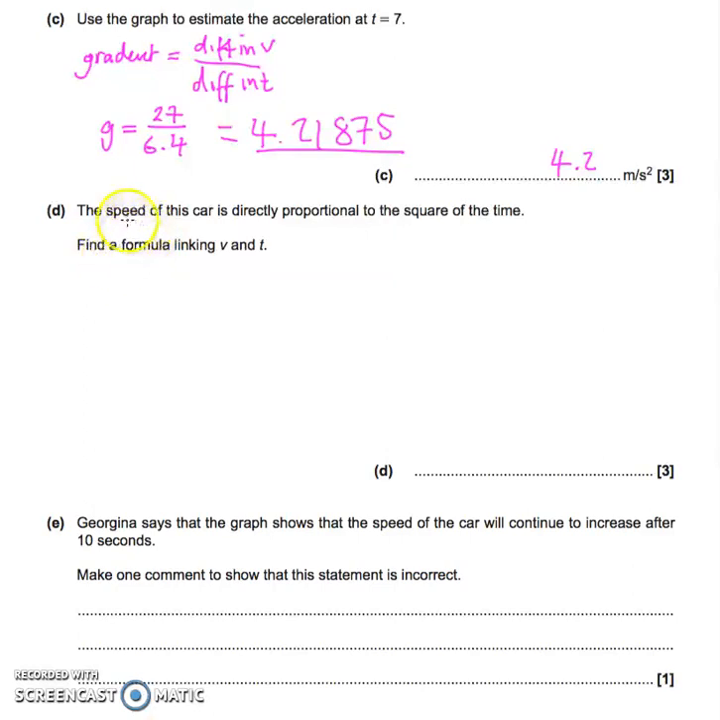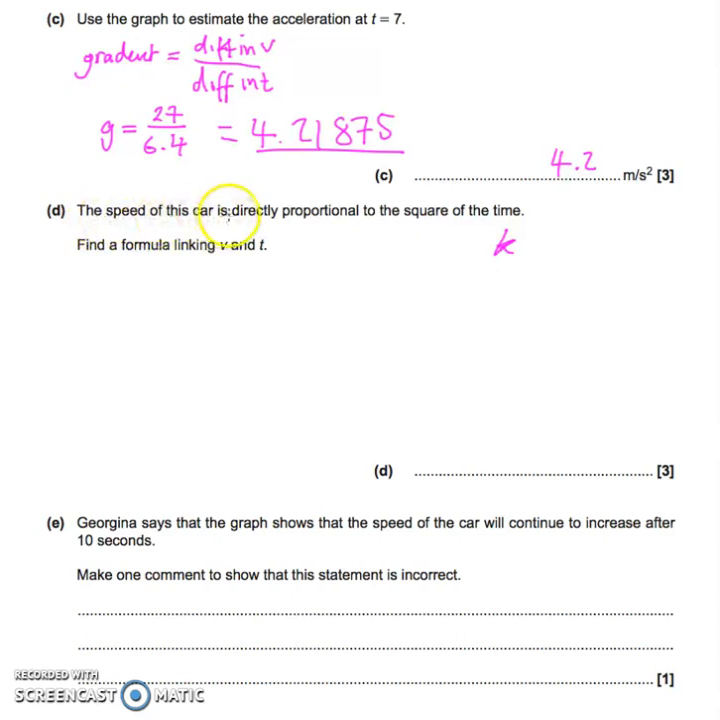D says the speed of this car is directly proportional to the square of the time. We need to find a formula that links v and t. When we see these questions on direct proportionality, we have to think about the constant of proportionality, which is represented by the letter k. Excuse me, that was a k if you didn't hear that, and I drew that there. So that's the constant of proportionality. There's a nice little statement that's written. We can write that in maths speak by using the letters and the symbol of proportionality.